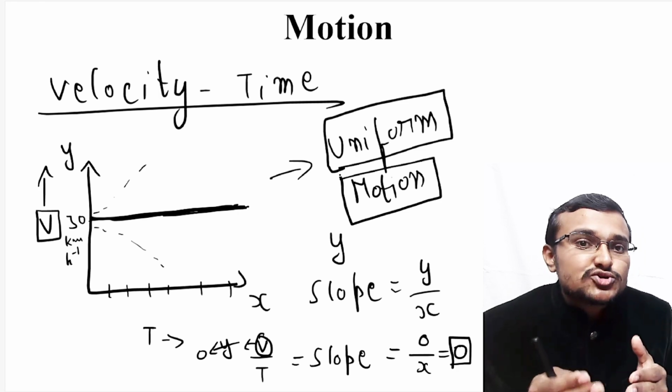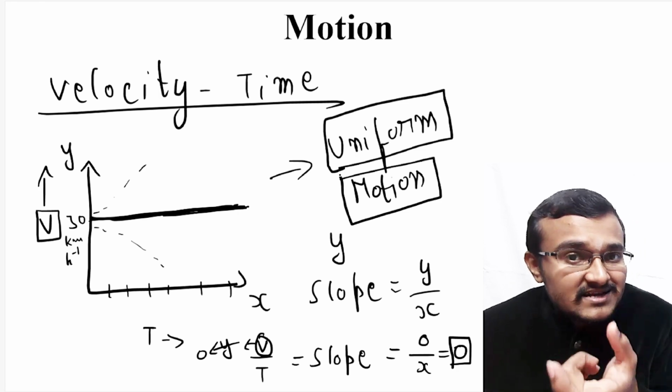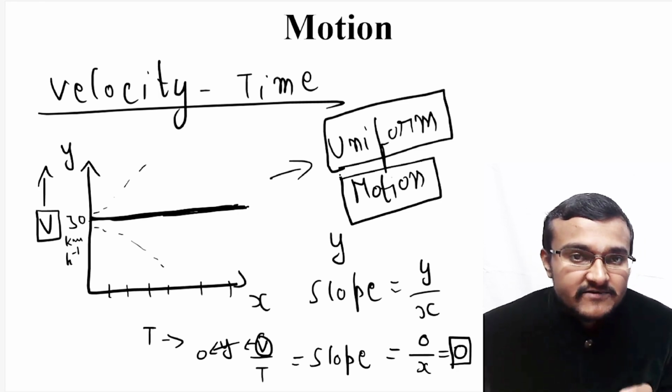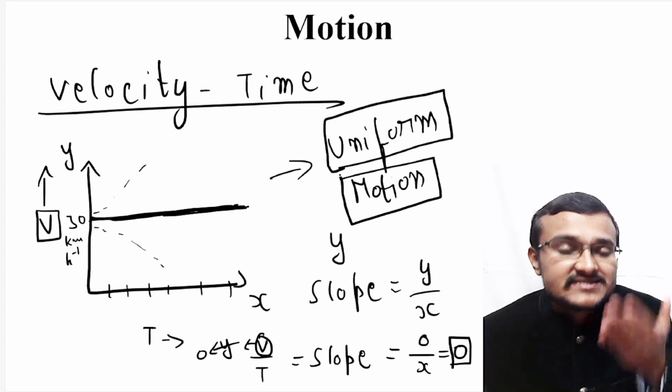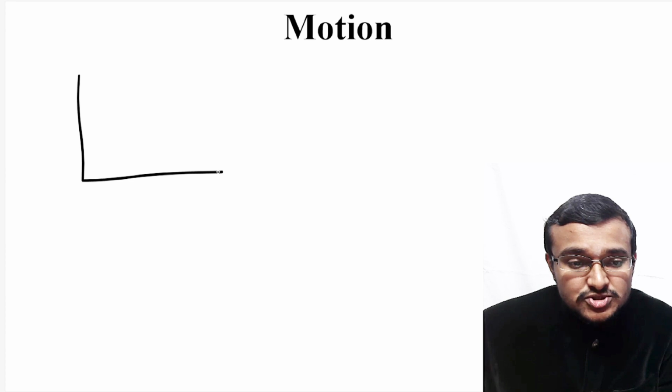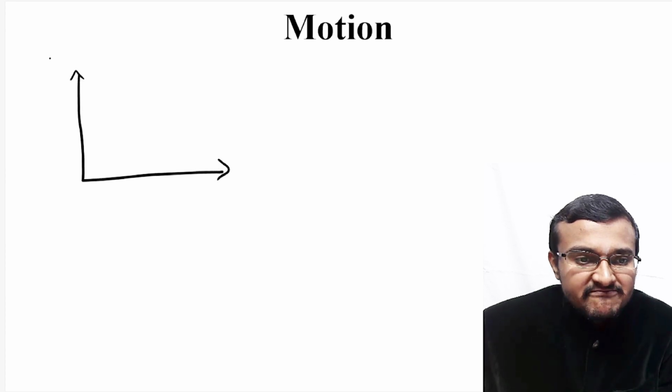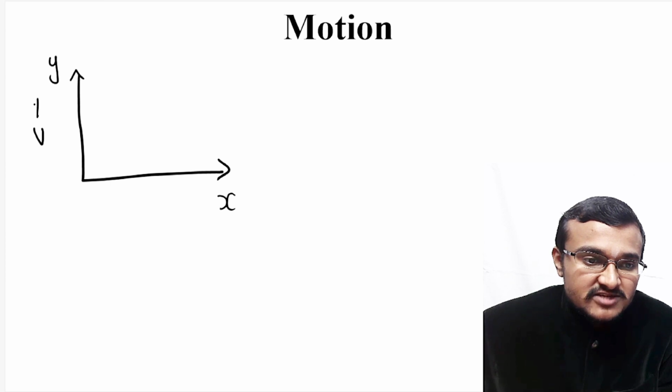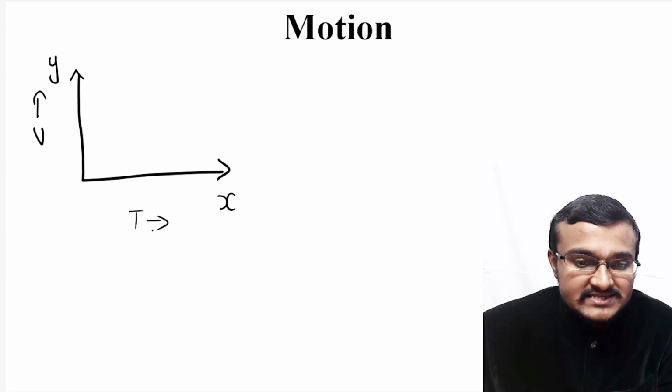So this is how you should actually derive the acceleration from a velocity and time graph. So what is the acceleration in this particular case? Acceleration will be 0. So now let us take another case. Here in the same velocity and time graph, let's say you are taking y and x axis.